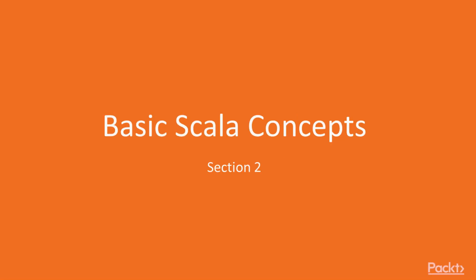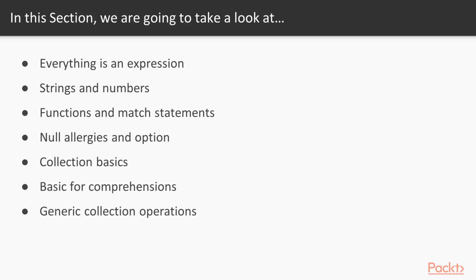Welcome to Section 2 of the Pragmatic Developer's Scala Cookbook. In this section, we'll discuss a variety of basic Scala concepts to get you started with some of the core of how the Scala language works. We'll start by discussing the concept of everything being an expression. Then we'll talk a bit about strings and numbers and how to interact with them in Scala.